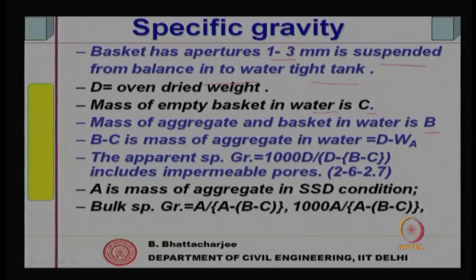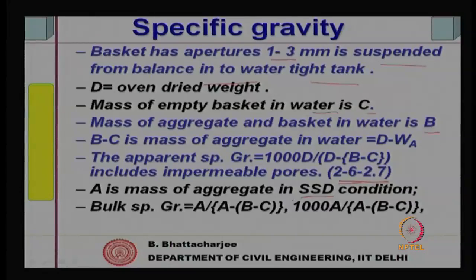What you are doing is simply using Archimedes' principle: there is a loss in weight of the material when you submerge it in water, and the loss in weight is equal to the mass of the volume of water displaced. So, using this concept, you can find out the specific gravity using this formula. Again, it includes all pores, impermeable pores as well. So, this varies from 2.6 to 2.7.